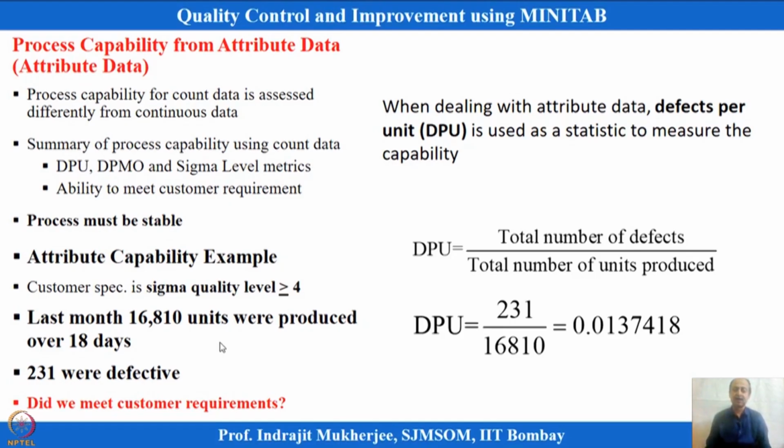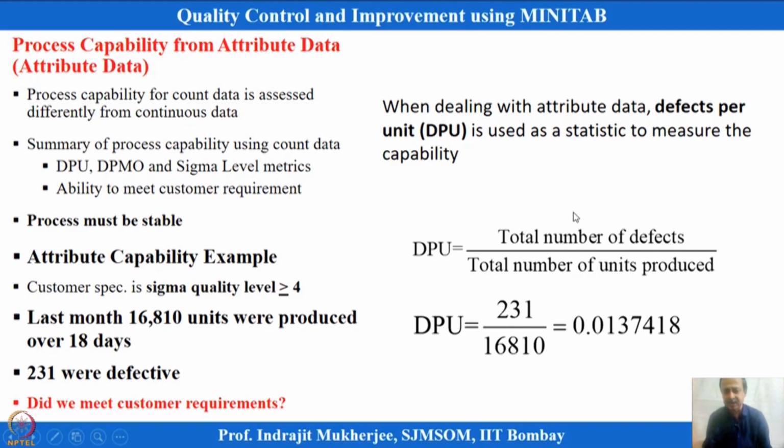So, you have to define. Let us say it is defects here, 231 defects, because Six Sigma methodology nowadays connects everything to defects, not defectives. So, in this case let us assume this is defects: 231 defects reported out of 16,000 units. So, do we meet the specification? Can we check the sigma level of this? And then accordingly we will take actions.